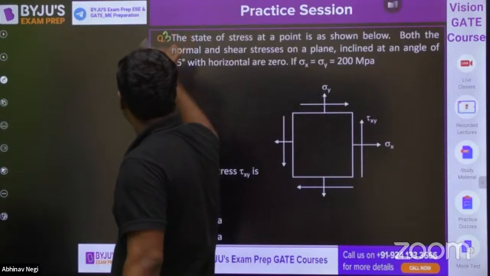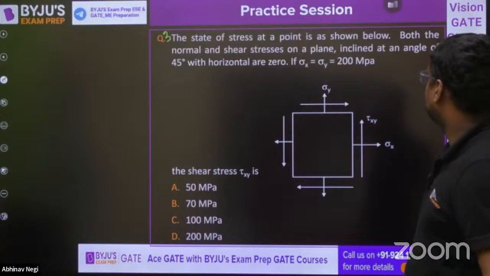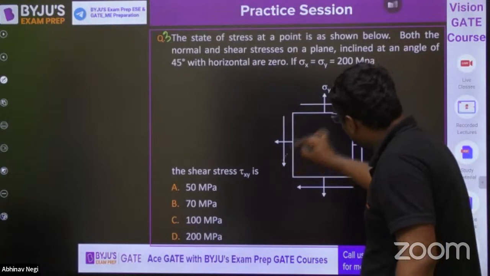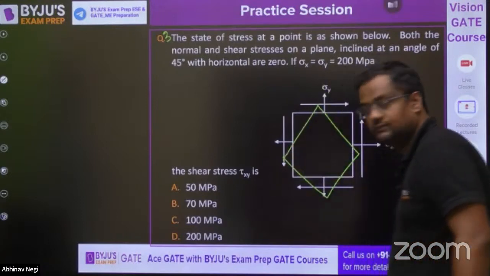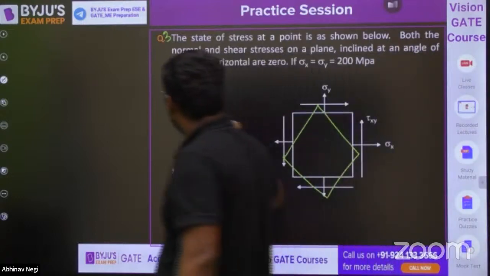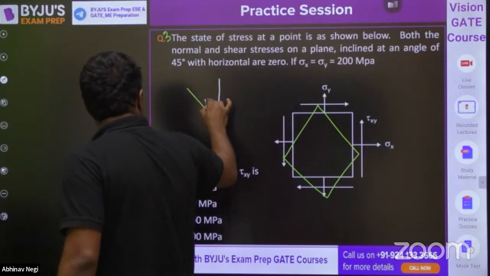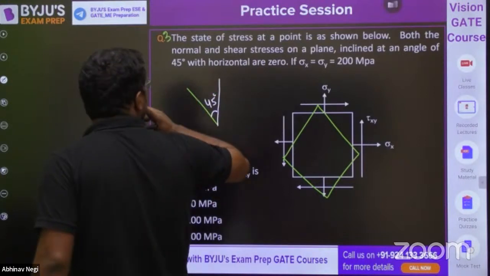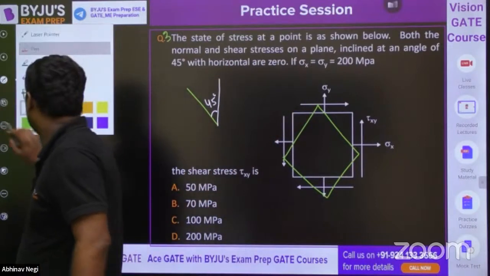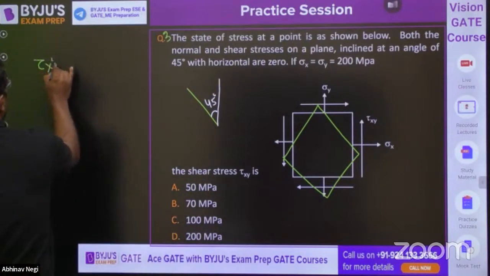Now question 3. The state of stress at a point is given below. Both the normal and shear stress on a plane inclined at an angle of 45 degrees are 0. So from here, if I rotate this by 45 degrees, this white one and green one, this green plane is at an angle of 45 degrees. And here the shear stress is 0. So in that case, what is tau xy in this white plane? The shear stress on this green plane is 0.